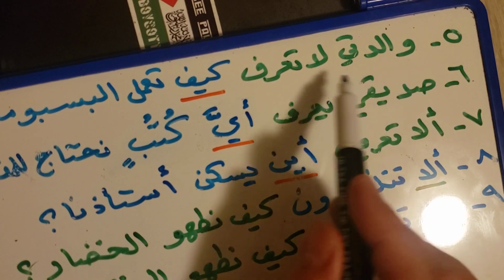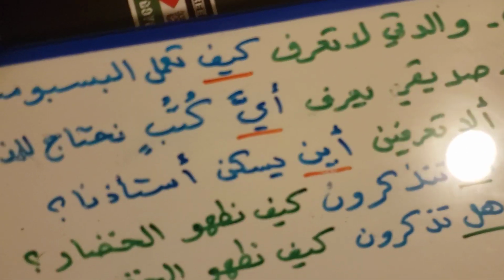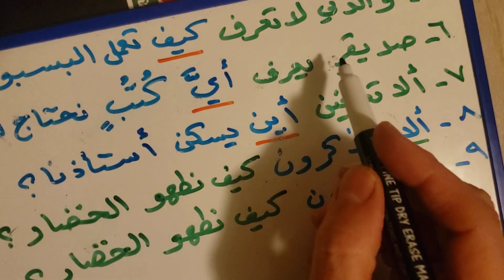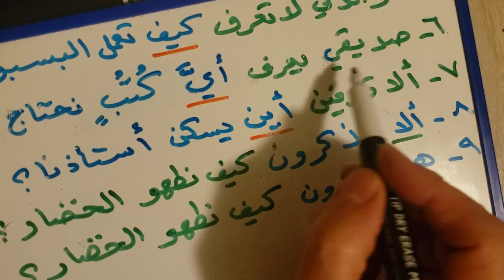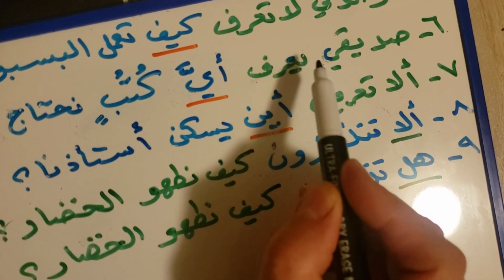How? والدتي لا تعرف. She does not know كيف تعمل البسبوسة. She does not know how to make basbousa. My friend صديقي يعرف what? I don't know. صديقي يعرف, he knows what.